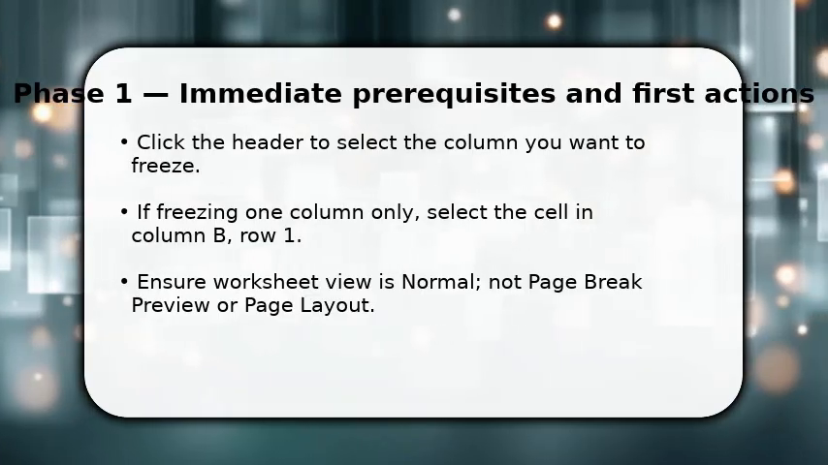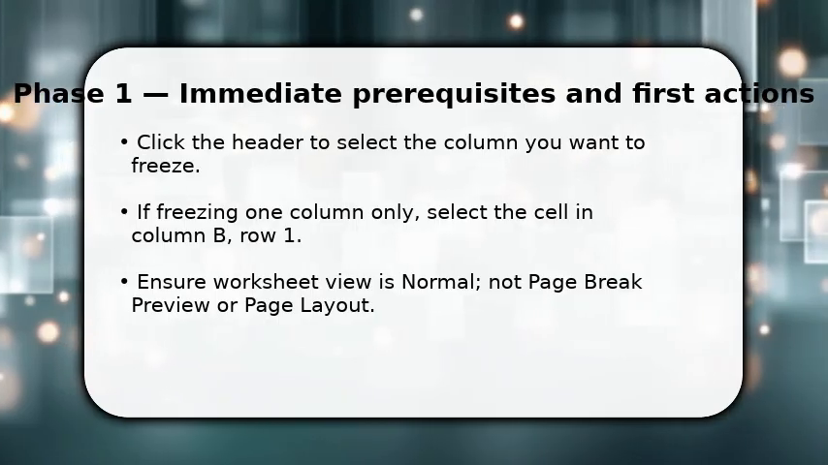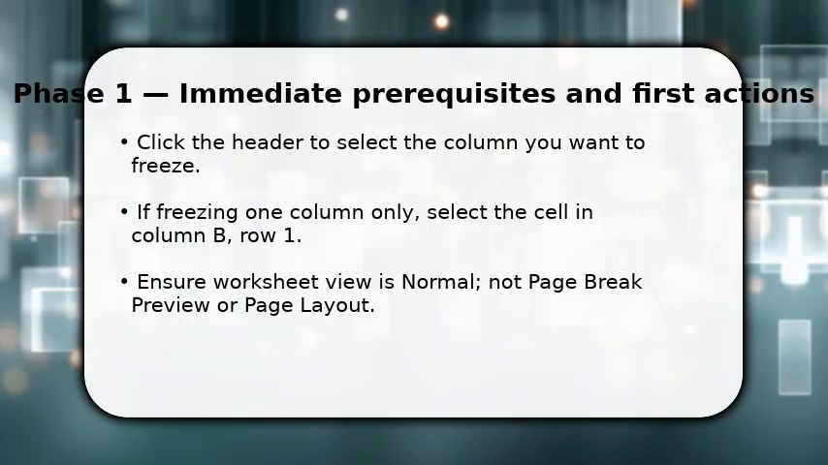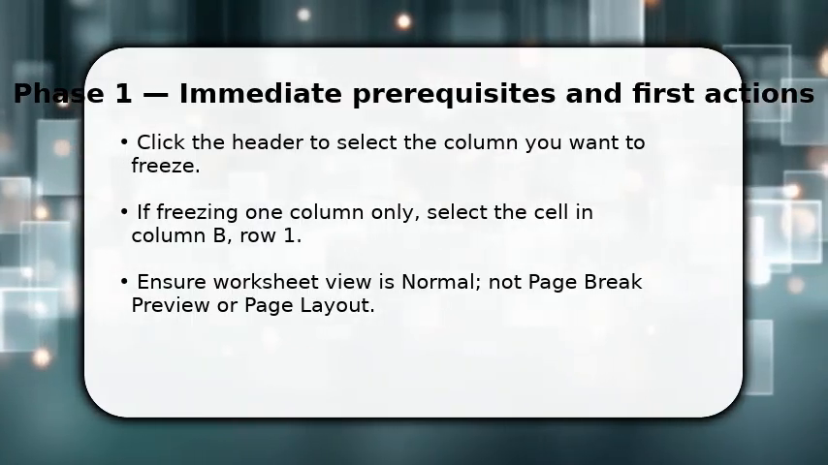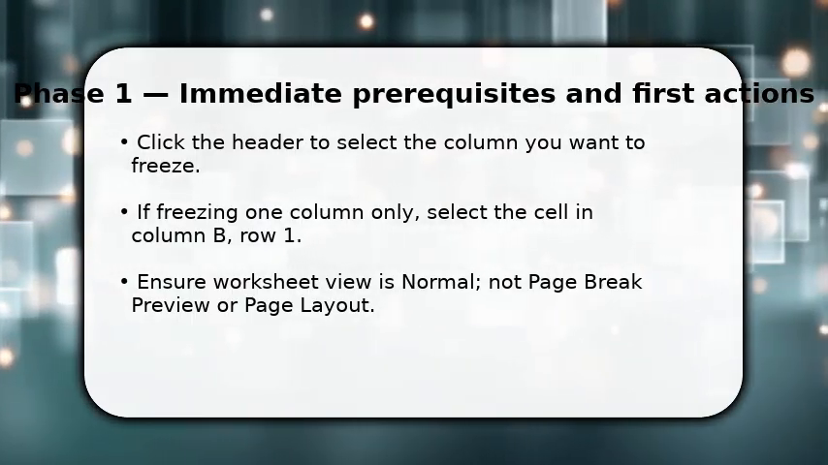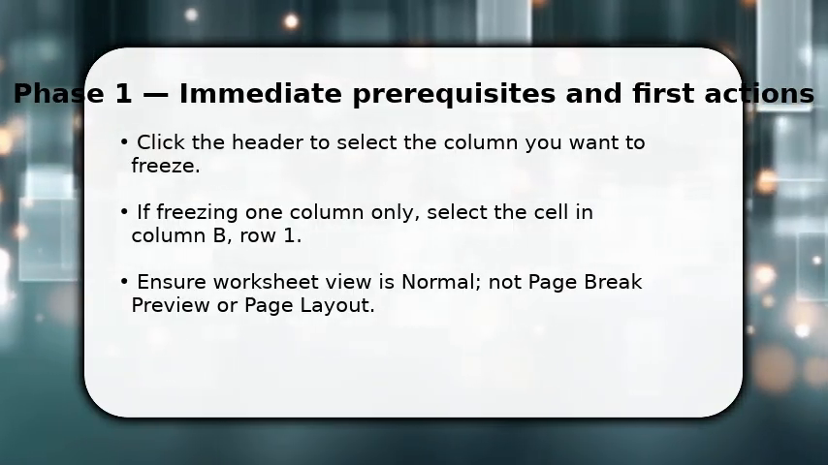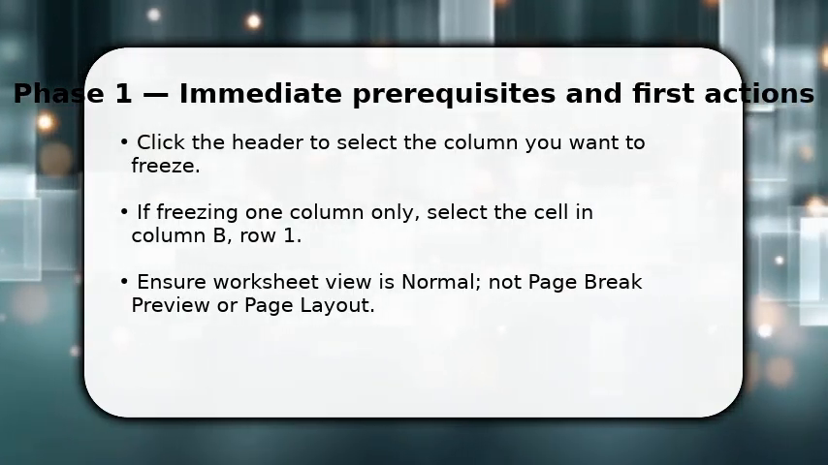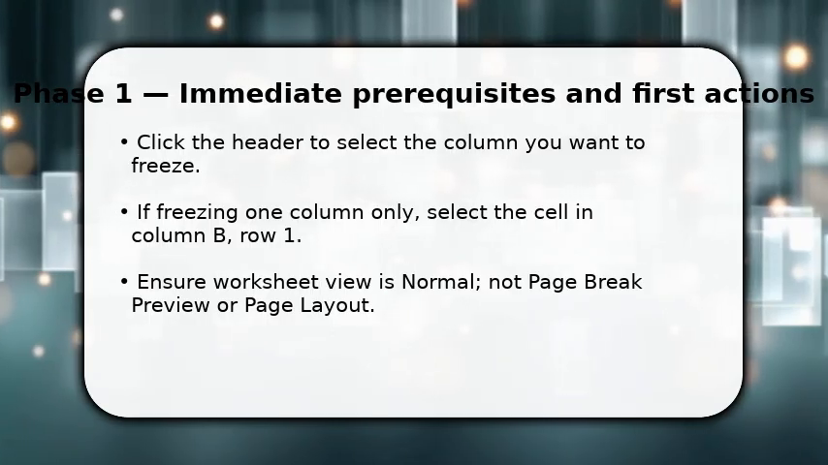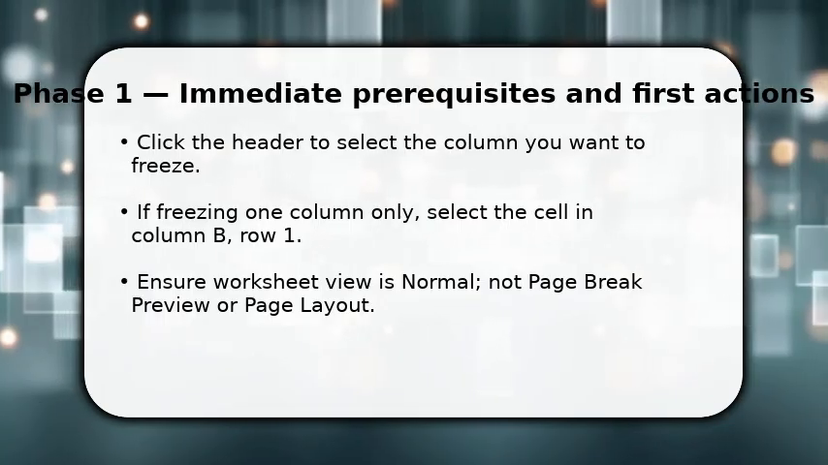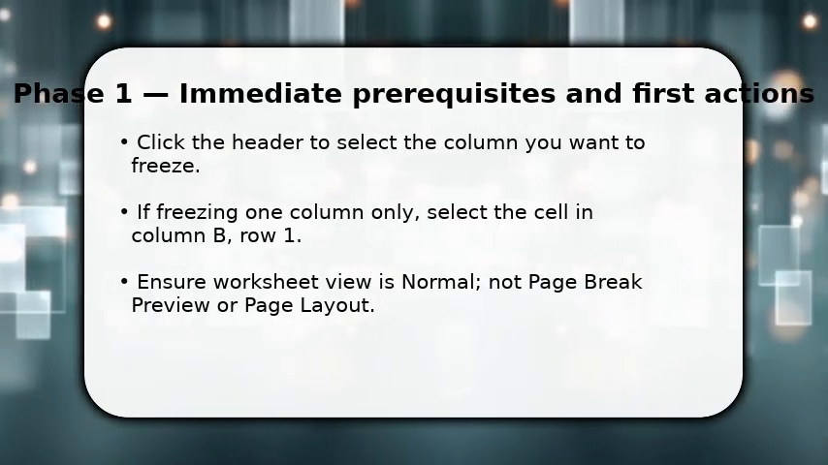You start by selecting precisely where the lock should begin, because Excel freezes everything to the left of the active cell. Click the column header to pick that column, then select the cell immediately to the right in row 1 if you want one column frozen. Once done, make sure your view is normal so Excel applies freezing correctly. You do this first, because the freeze reference is positional. Without the right active cell, you'll freeze the wrong area.